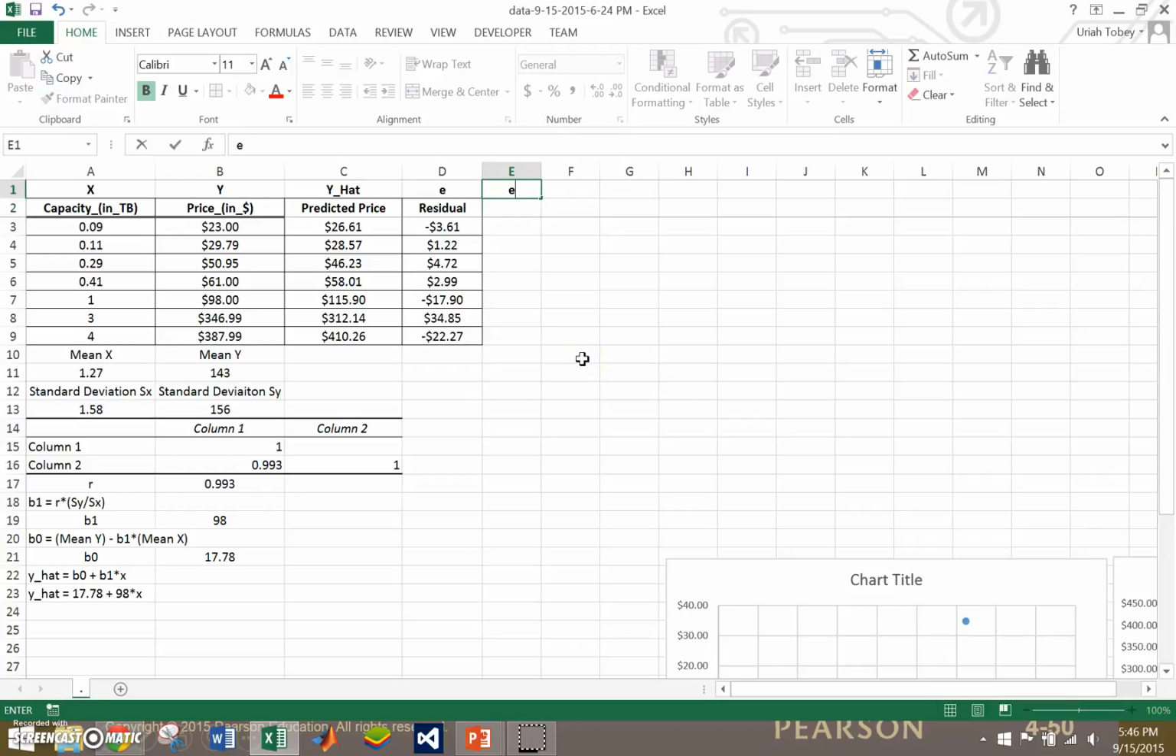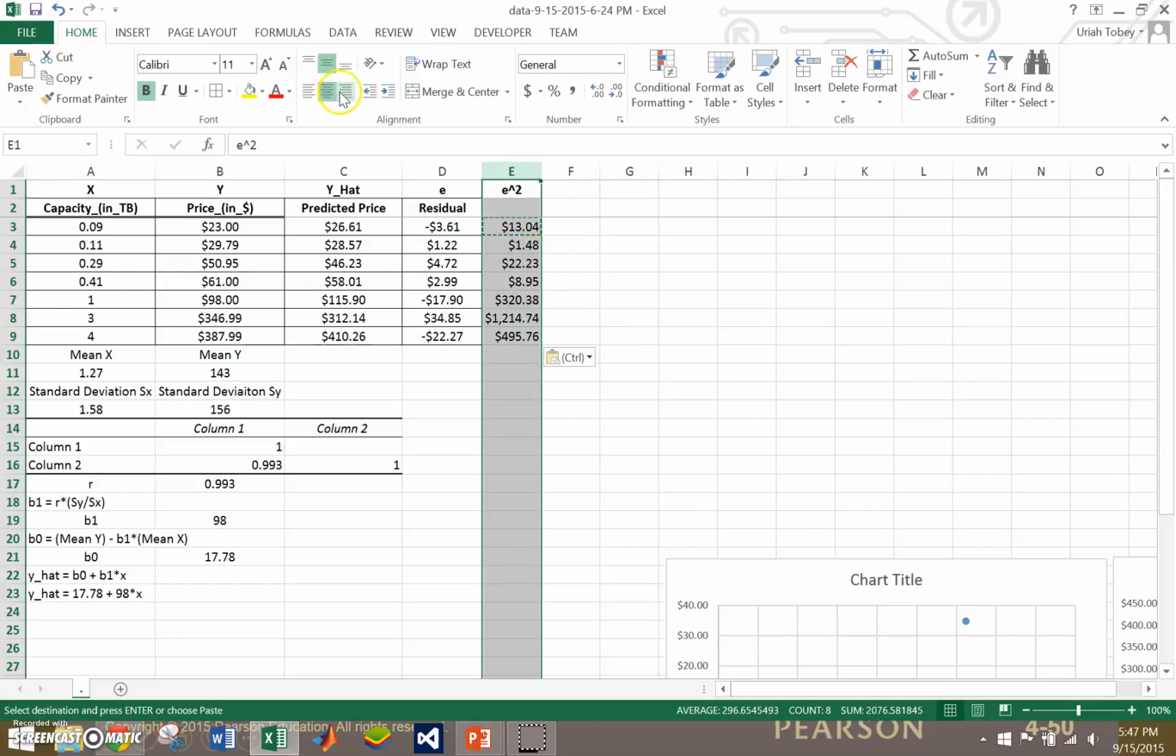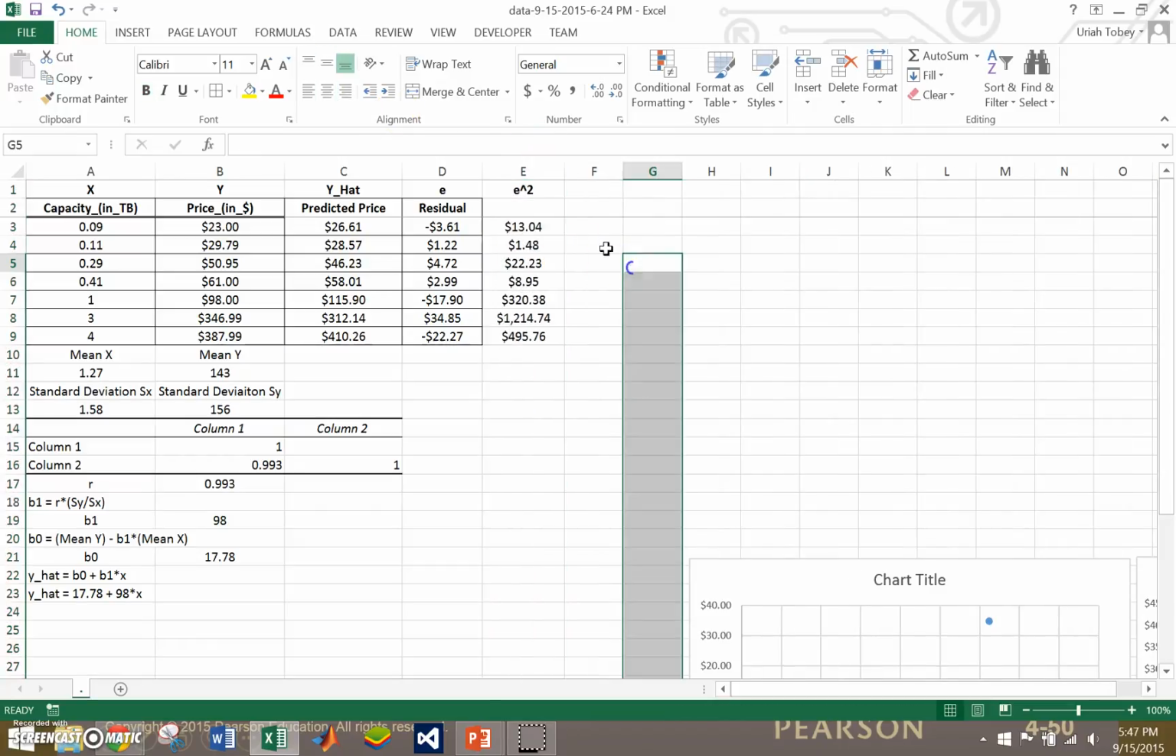So let's make an e raised to the second column, and all that's going to be is equal to, select your residual, shift 6 for caret to the second power, enter, and we're just going to control C and control V that. Now those are the squares of all the residuals, and you can see for the small ones it's a small number, $1, $8, but when we're off by a lot, this $34 residual turned into $1,200 when we squared it.